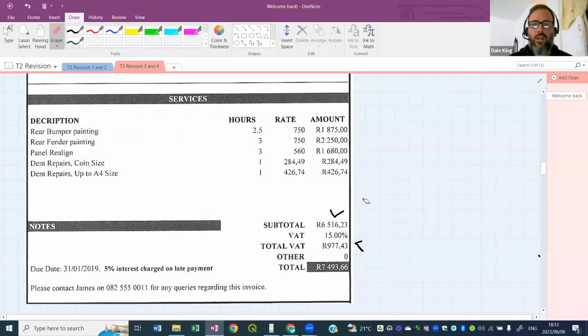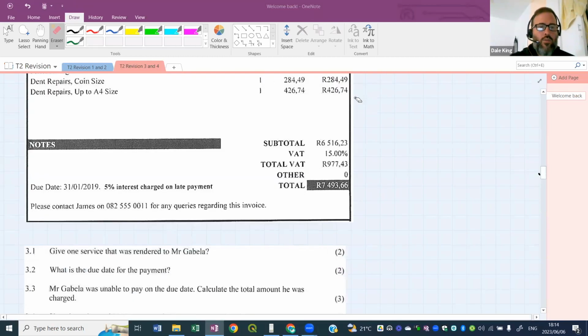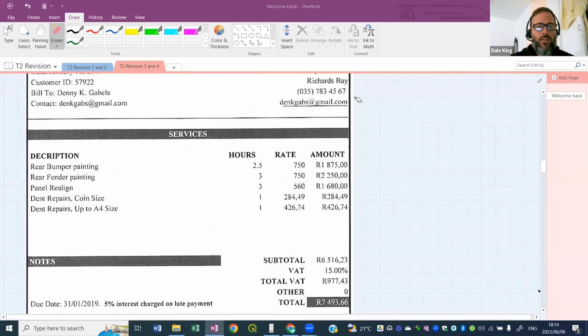Let's see. All right, so give one item that was charged. Easy, straight up question. Can anybody see it or give information from this invoice? What items were charged? Let's read the question again. Give one service that was rendered to Mr. Khabela.